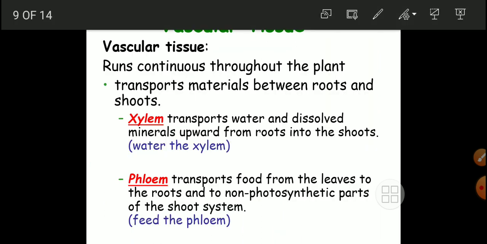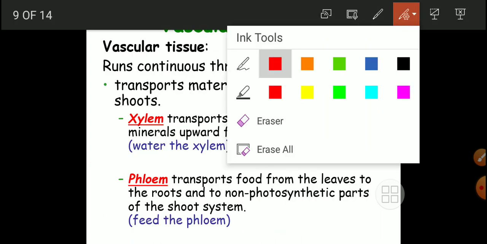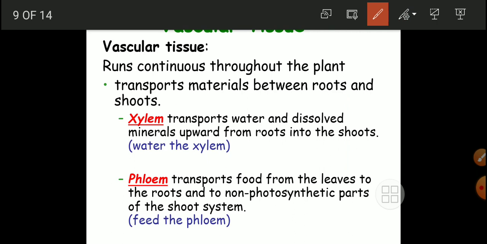Now vascular tissue, as we know that they are performing job just to transport the food material and water and mineral from one place to another place, runs continuously throughout the plant, transports the material between the roots and shoots. म्हणजे लीफलाही जातं, नाही तर रूट अँड शूटला जातं, म्हणजे लीफला जातं का नाही. त्याचबरोबर ट्युबर्स जे मॉडिफाईड स्टेम आहे त्याच्यामध्ये फूड.